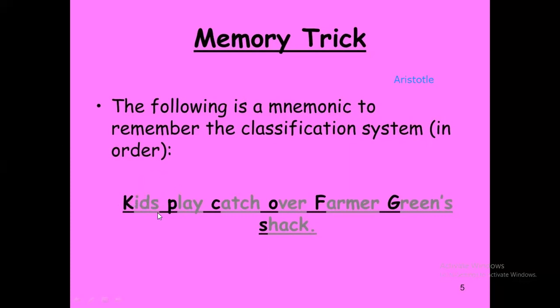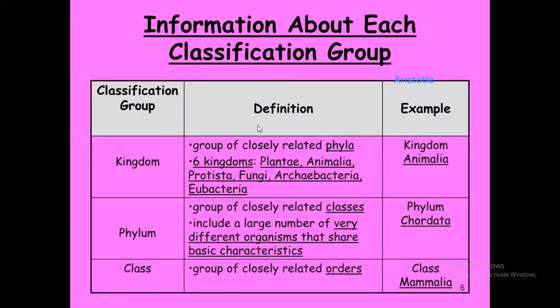K stands for kingdom. P in play stands for phylum. The C of catch stands for class. O from over denotes order, and F of farmer denotes family. The G of green's will give you the name of the genus, and the S of shack will tell you about the species. This is the memory trick which we keep in mind to remember the order.